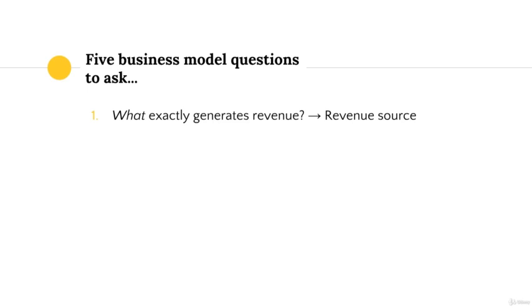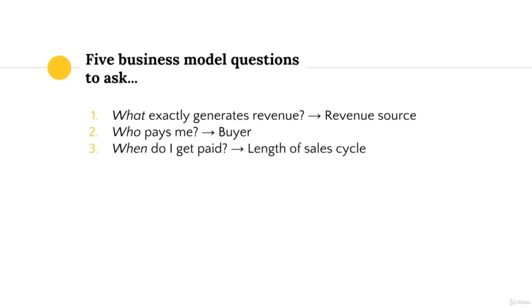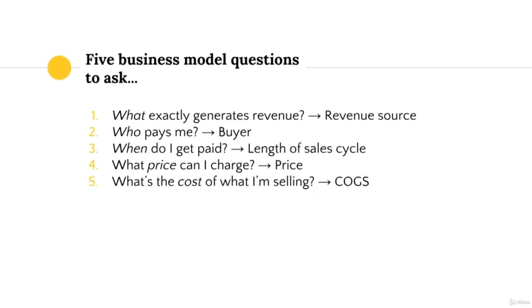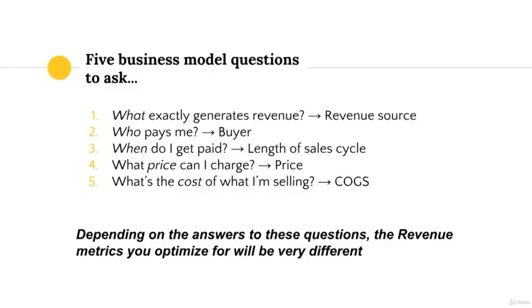Is it subscription? Is it transactional? Who pays me? Who's the actual buyer? When do I get paid? What's my length of sales cycle? What price can I charge? And finally, what's the cost of what I'm selling? What are my COGS, or cost of goods sold? Depending on the answers to these questions, the revenue metrics you optimize for will be very different.